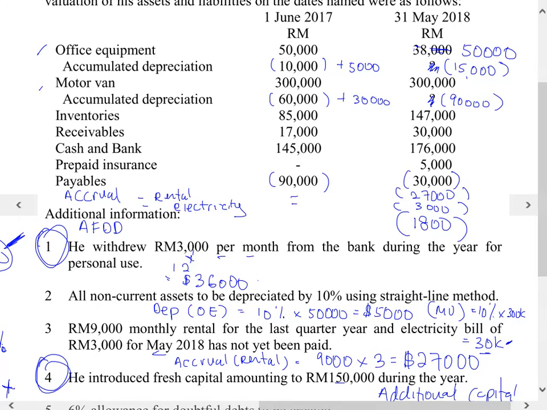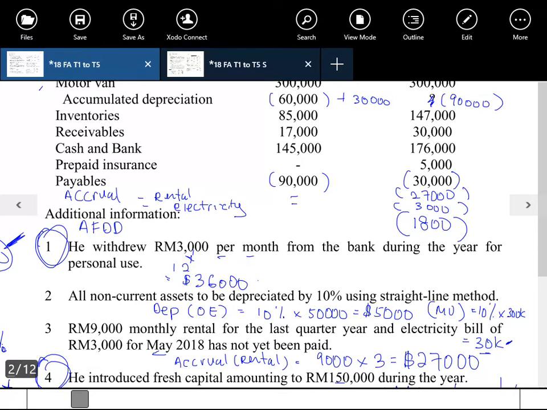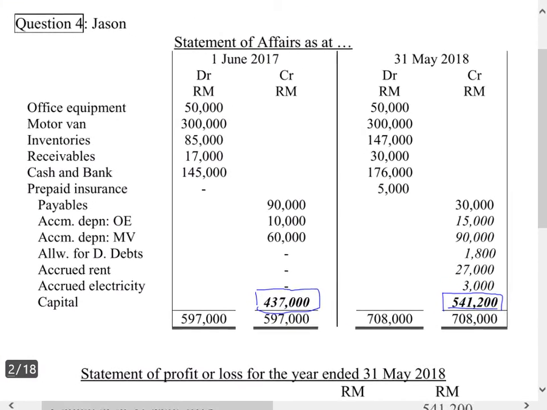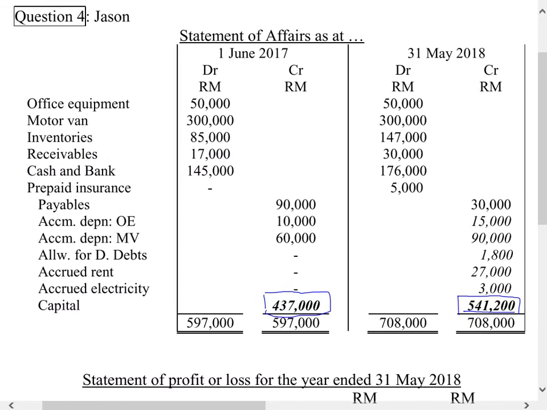Okay, so all answers already found, as well as adjusted for accrual and doubtful debt. Depreciation also adjusted. We can now find statement of affairs for year end. Same thing, debit and credit, A minus L, balancing C. Remember in the exam, show working.